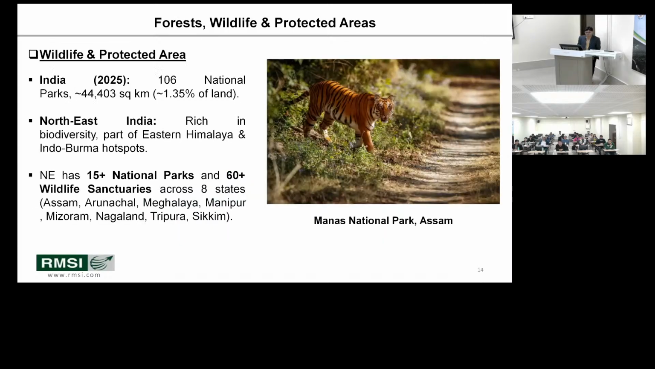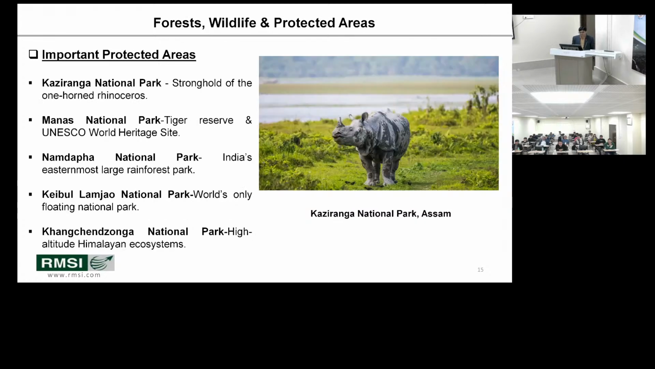Wildlife in India, you are aware there are more than 100 national parks. The Northeast is rich in biodiversity, we are already aware of it. In the Northeast states, there are 15 plus national parks and 60 plus wildlife sanctuaries across all states. So we should produce this information. You all might have visited this place. This is a good place from the tourist point of view as well as from the ecology, biodiversity and environmental point of view. You should visit this place. You might have already visited. We have also visited once.